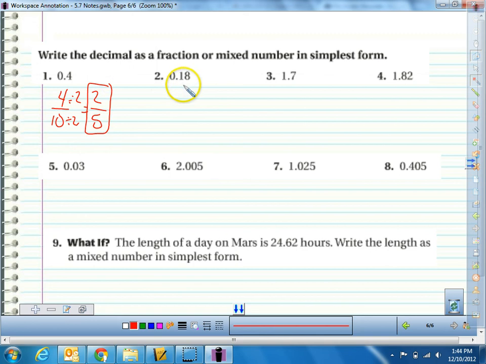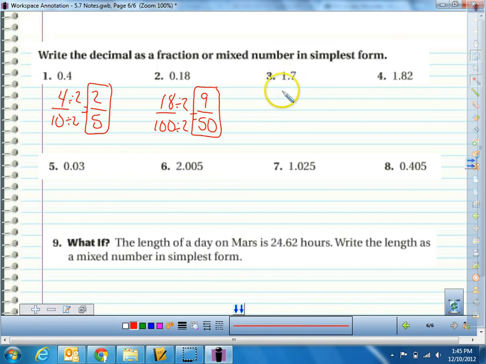How about this one? Where are we going to start off with this? We're going to have 18/100ths. So it's 18/100. Again, they're both even, so I'm going to divide by 2. Remember, whatever you do to the top, you have to do to the bottom. 18 divided by 2 is 9. 100 divided by 2 is 50. 9 is only divisible by 9 and 3. 50 is not divisible by either of those, so 1 is their greatest common factor. We're done.